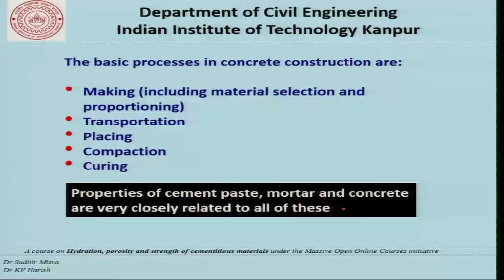Apart from the materials, we must remember that the basic processes in concrete construction are making the concrete, which includes material selection and proportioning, transportation of that concrete from the RMC plant to the site of placement, the placing of concrete itself, which involves the movement of concrete from the trucks to the actual site of placement, which could be the beam or the column or the slab, whatever, the wall that we want to cast, the compaction of the concrete if it is required in that place, and finally the curing.